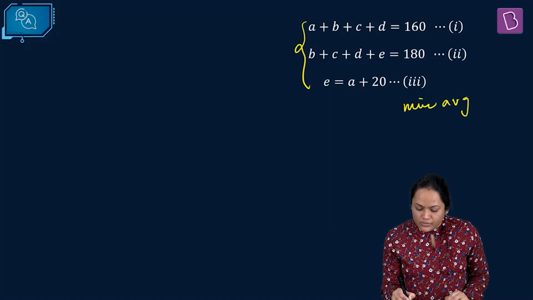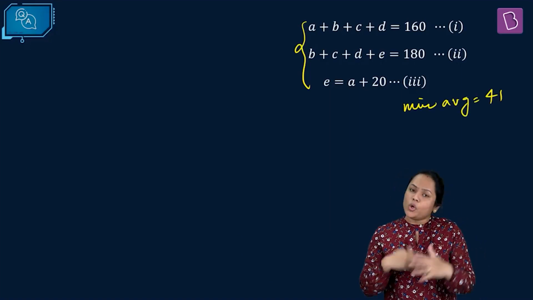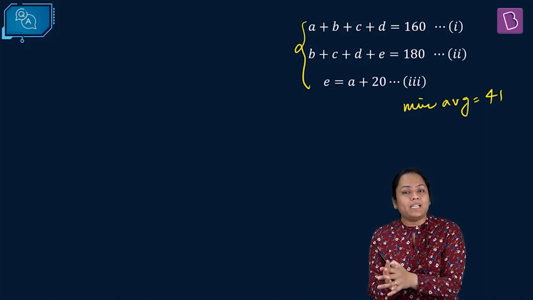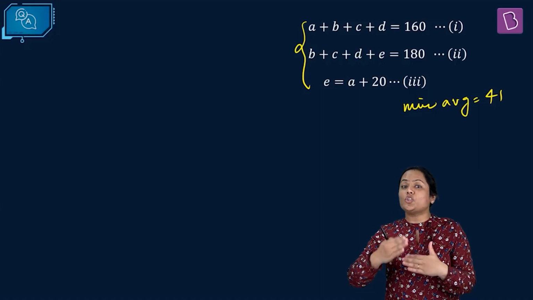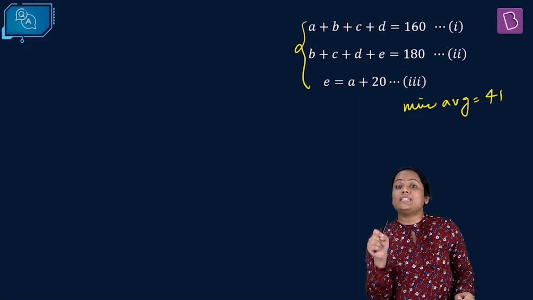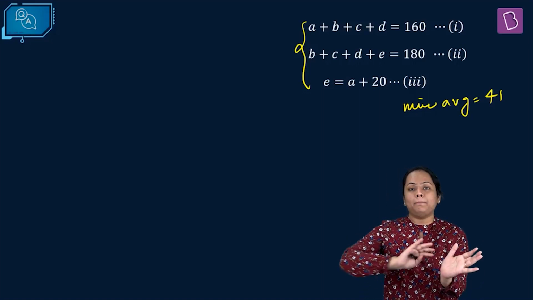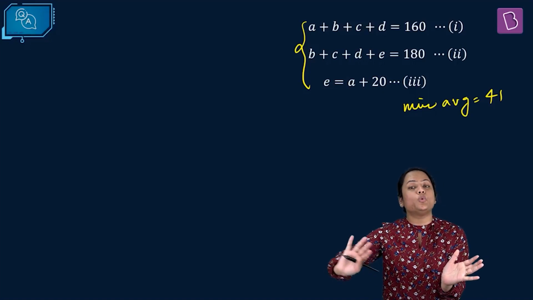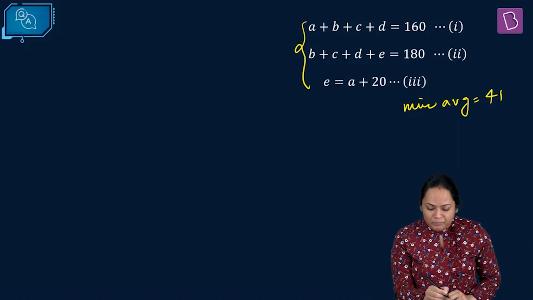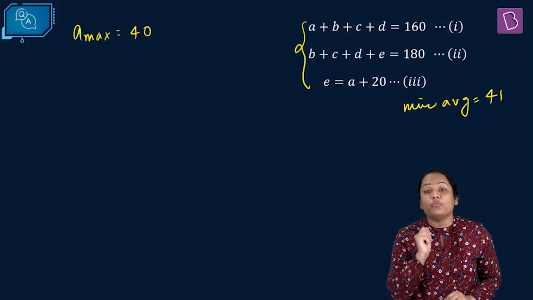Now we have to concentrate on finding the maximum possible average. So again, we'll think on the same line. If I have to get the maximum possible average, that means all the weights should be on the maximum side, right? And for that, I will start with A. Because if I make A the maximum, B, C, D, E will also push towards their maximum value, right? So from these relations, we can say that A's maximum value can be equal to 40.